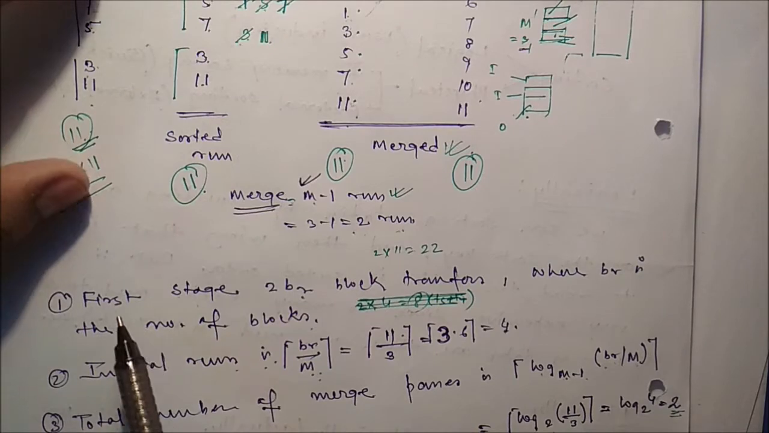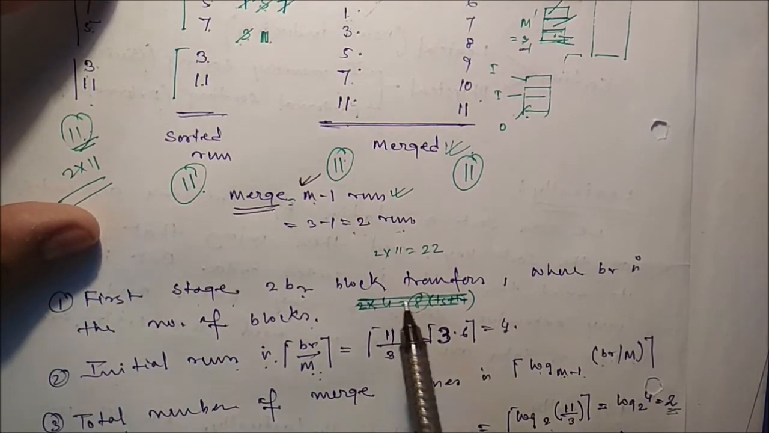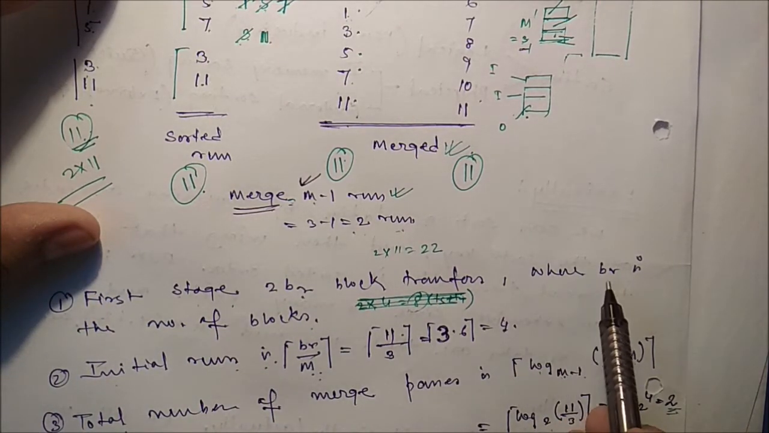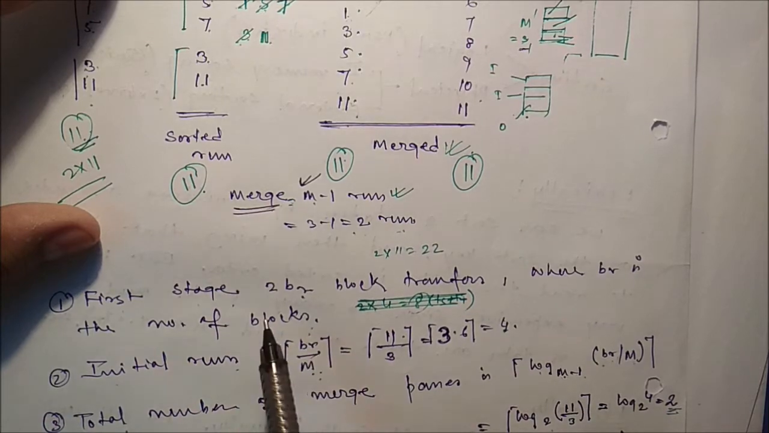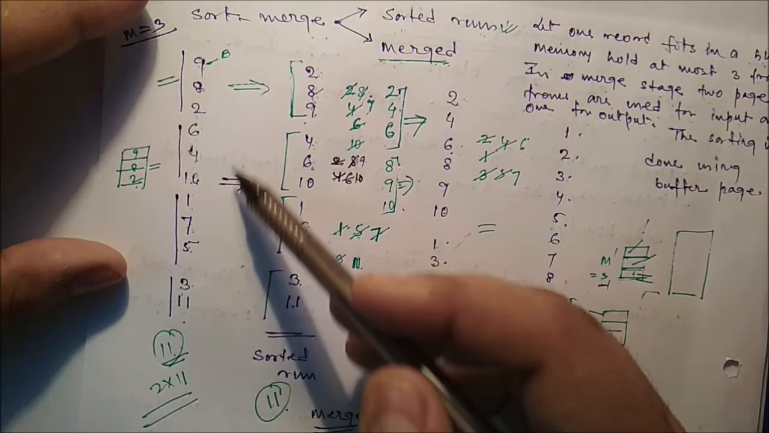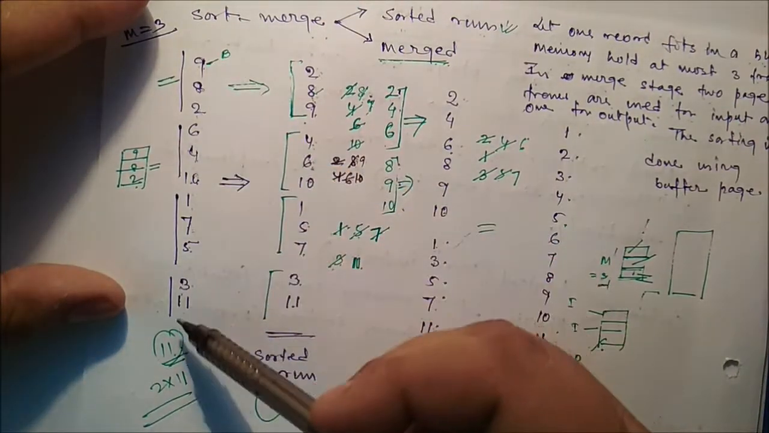Next, in the first stage there are 2 BR block transfers, where BR is the number of blocks. In the first stage 2 BR block transfers are there. So you can see here, BR is the number of blocks. The total number of blocks is 11.